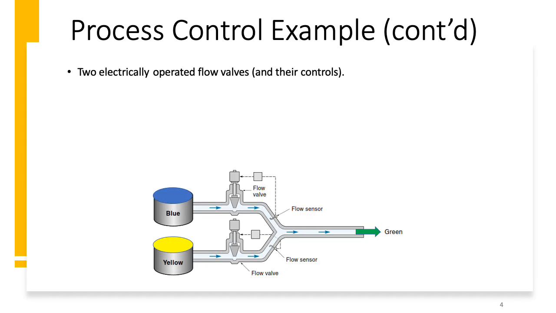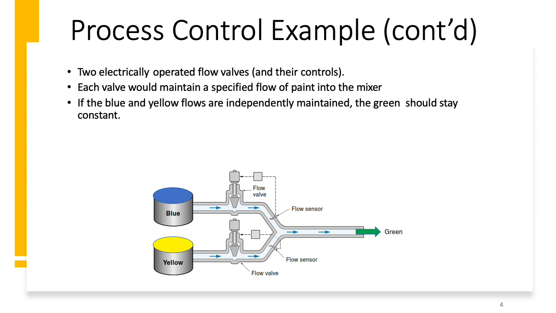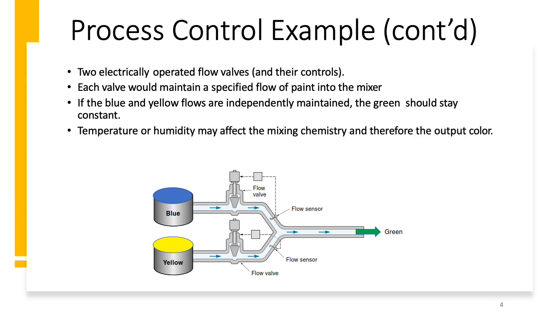To maintain an even flow from the vats, we could add two electrically operated flow valves and their controls as shown. Each valve would maintain a specific flow of paint into the mixer, regardless of the upstream pressure. Theoretically, if the blue and yellow flows were independently maintained, the green should stay constant. In practice, however, other factors such as temperature or humidity may affect the mixing chemistry and therefore the output color.